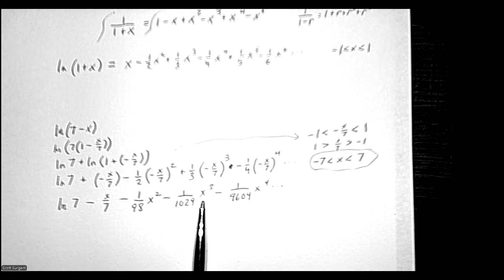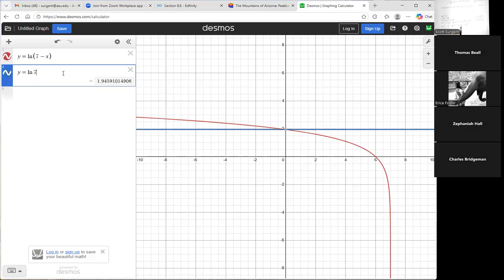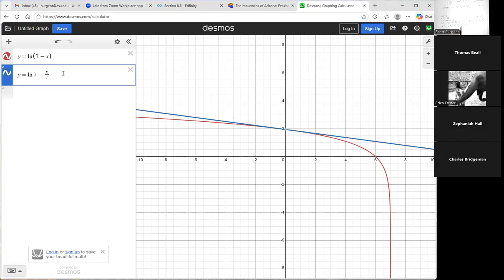So I'm going to share my screen. There's the graph of ln(7 minus x). And then what I'm going to do next is graph the function I just found. And that's actually pretty good. Let me do one more term. Yeah, that's looking pretty good. Can you guys see the confirmation? Do you see that happening right here?